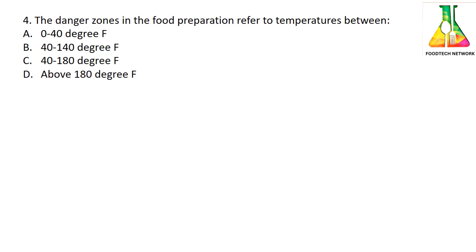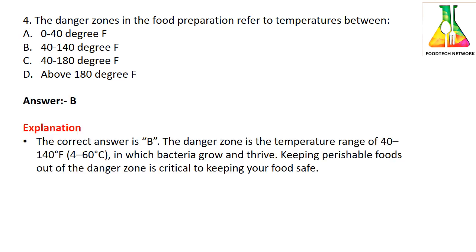Question number 4. The danger zone in food preparation refers to the temperatures between option A, 0 to 40 degrees Fahrenheit, option B, 40 to 140 degrees Fahrenheit, option C, 40 to 180 degrees Fahrenheit, and option D, all above 180 degrees Fahrenheit. So option B, that is 40 to 140 degrees Fahrenheit.